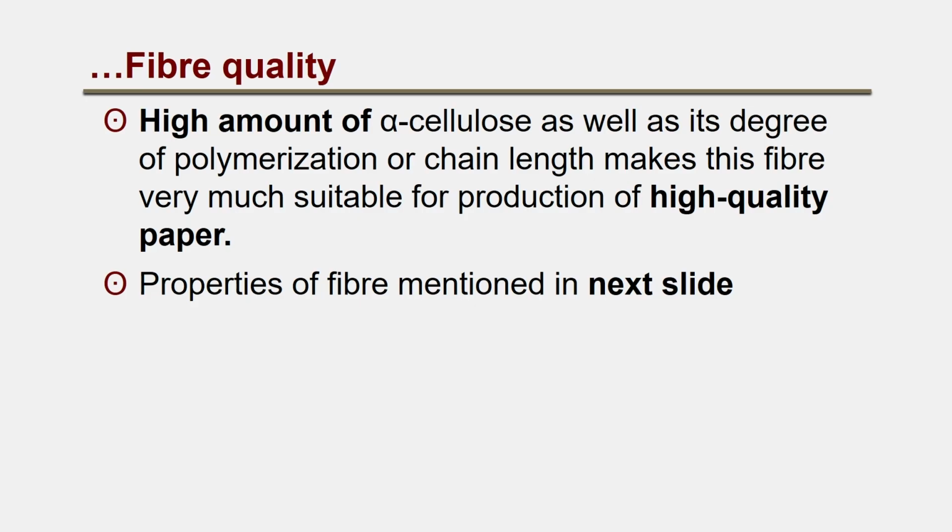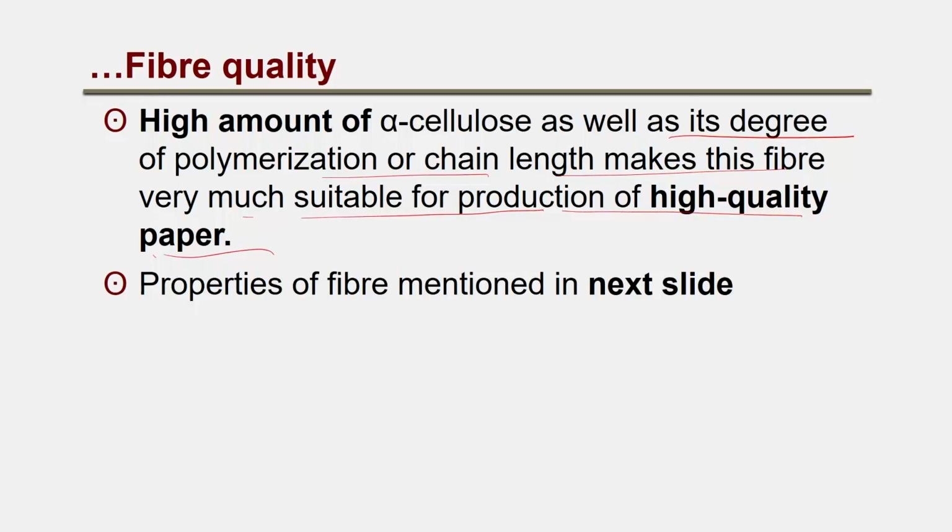A high amount of alpha cellulose, as well as its degree of polymerization or chain length, makes this fiber very suitable for production of high quality paper. So many a time the fiber of this crop, sannhemp, is being used for high quality paper making. Properties of fiber are mentioned in the next slide.